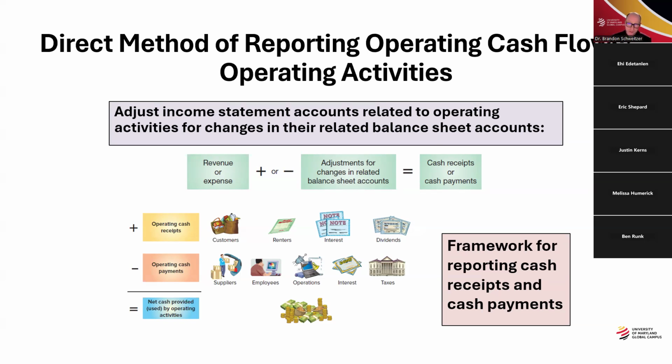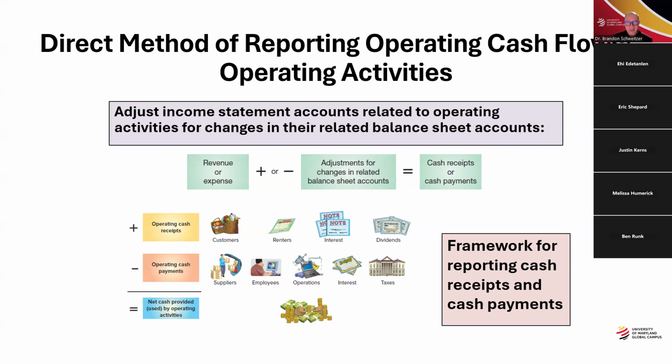can also be seen on this slide. So I like this slide for that reason. So revenue or expense plus or minus adjustments for changes related to the balance sheet accounts equals the cash receipts or payments. We also consider it operating cash receipts minus operating cash payments equals the net cash used for operating activities.